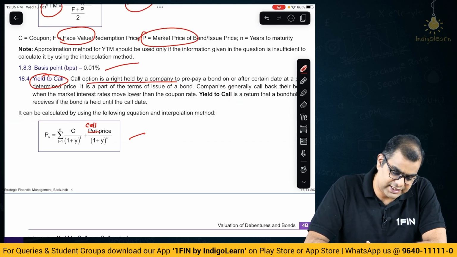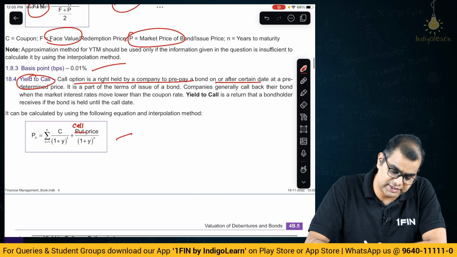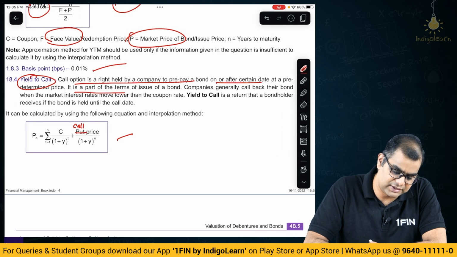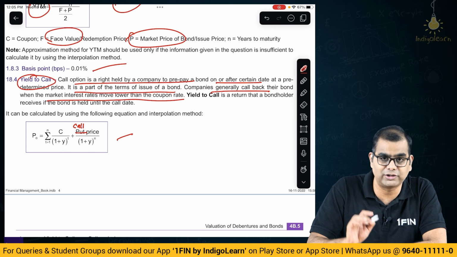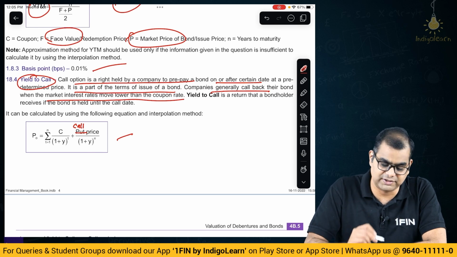Let us see. Call option is a right held by the company to prepay a bond after a certain date at a predetermined price. It is a part of the terms of the issue of the bond. Companies generally call back their bond when market interest rates move lower than the coupon rate, which is what I was telling you, 2% versus 7%.